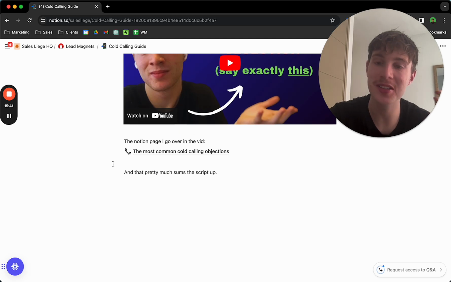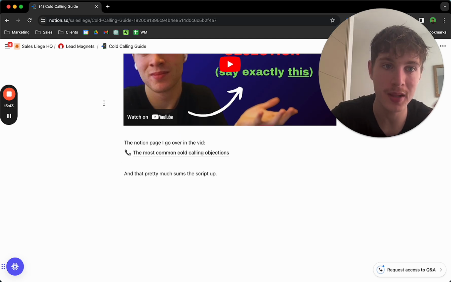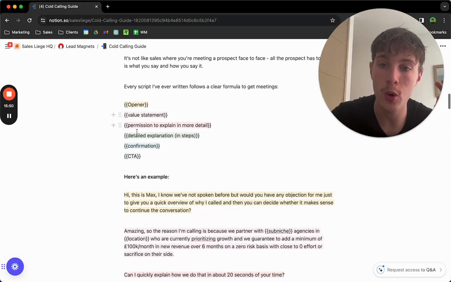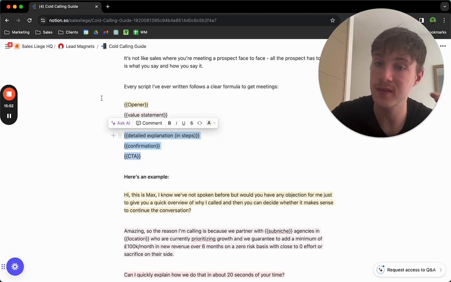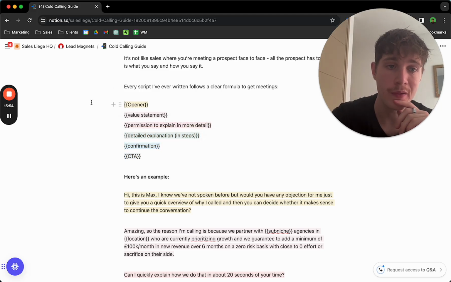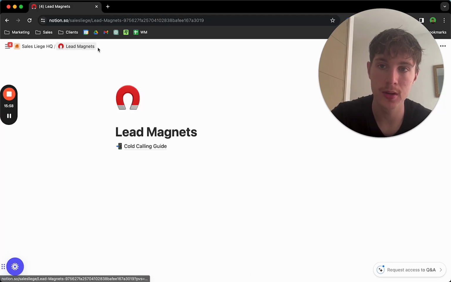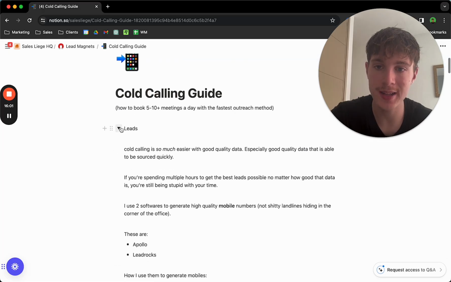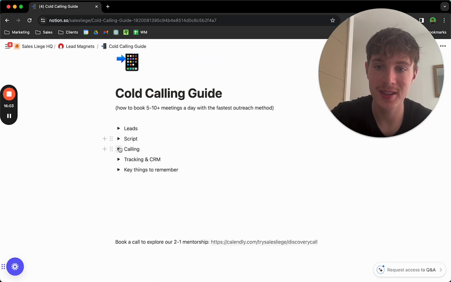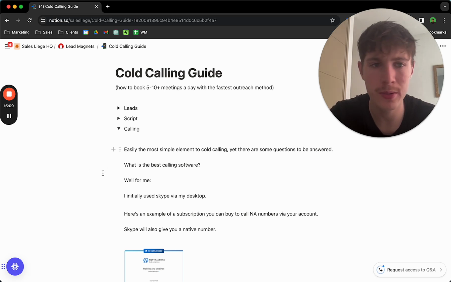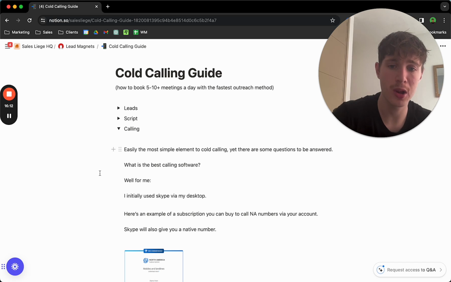And that pretty much sums up the script. The script is pretty simple, and that's how it goes. You can tailor this all for your niche, but these things here are the core pillars of your script. There are six stages here. If you do those all correctly, based on the principles that I've talked about, you should get some really good results. So the next stage is calling. This is really simple, but there are some questions to be answered, and a lot of people don't do it correctly, and it's costing them a lot of time.